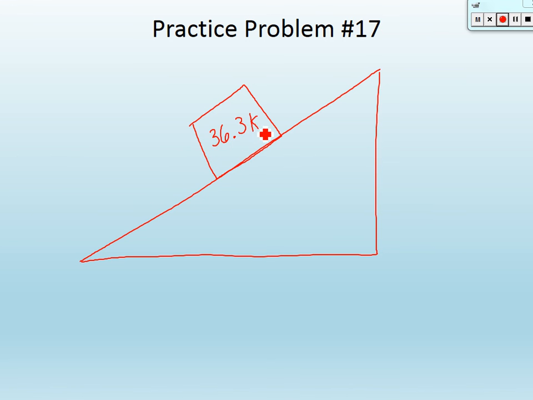36.3 kgs. Okay. Now, Paul is pushing into the couch straight, horizontal or parallel with the ground. So what was his force that he was pushing it with? 241 newtons. Okay, so 241 newtons goes right here. That's his applied force. Now, that complicates this problem a lot.